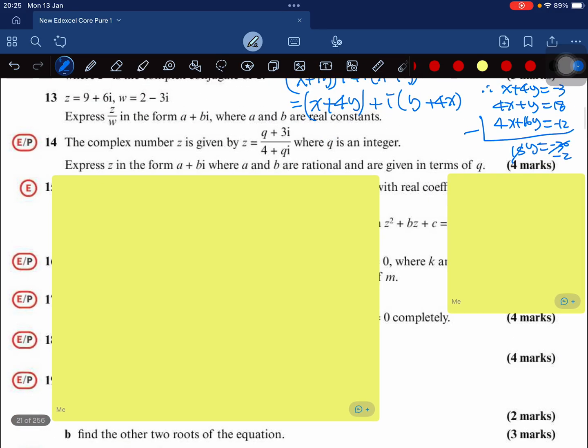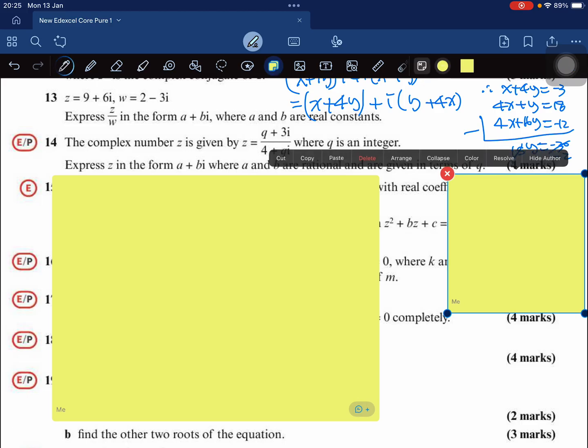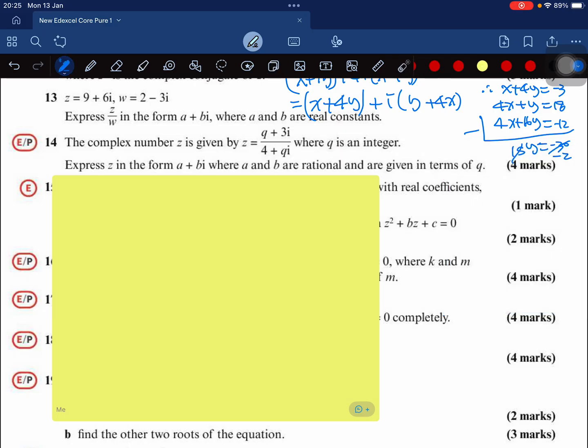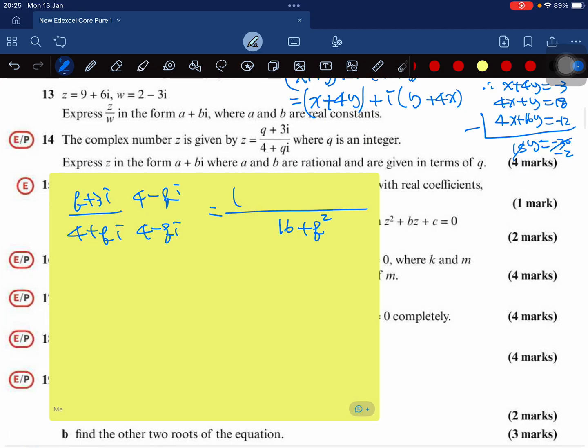Number 14. z is a plus bi, with a and b rational, given in terms of q. Okay, we don't understand this form, so we need to make the denominator with just real numbers only. So (q plus 3i) over (4 plus qi), multiplied by (4 minus qi) over (4 minus qi). So the denominator is 16 plus q squared, and the real part is 4q plus 3q.